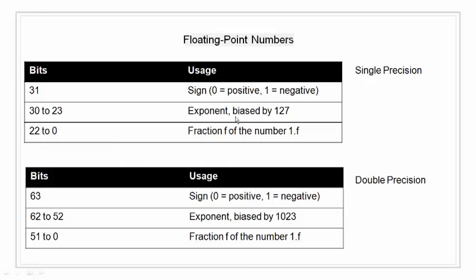Similarly, MATLAB constructs the double precision, or double, data type according to IEEE standard 754 for double precision. Any value stored as a double requires 64 bits. The format is shown in the table below. We have the 63rd bit, which is the sign bit, 0 for positive and 1 for negative. Then bits 62 to 52 are the exponent, biased by 1023, and bits 51 to 0 represent the fraction f of the number 1.f.